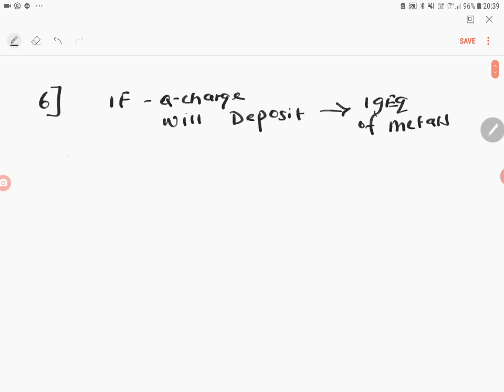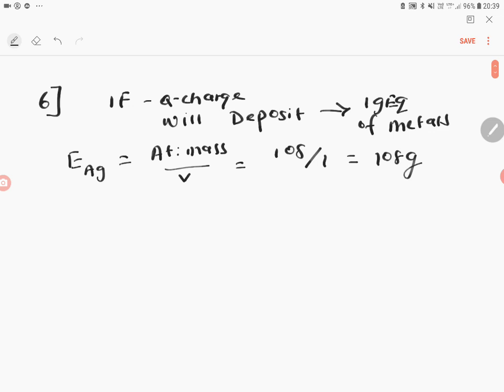Therefore, equivalent mass of silver is equal to atomic mass by valency. Atomic mass is 108 by 1, so 108 grams.